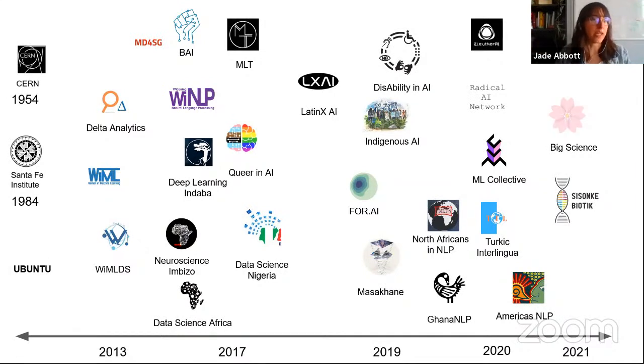Another really interesting group would be the Santa Fe Institute, who are independent, and they're really focused on inclusivity and collaboration and multidisciplinarity, and that was in 1984. And the other source of inspiration I take, at least from the African context, is the philosophy of Ubuntu, which I'll talk about a little bit later.